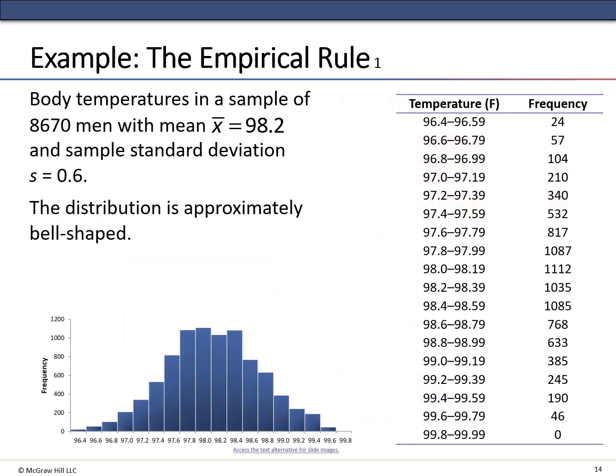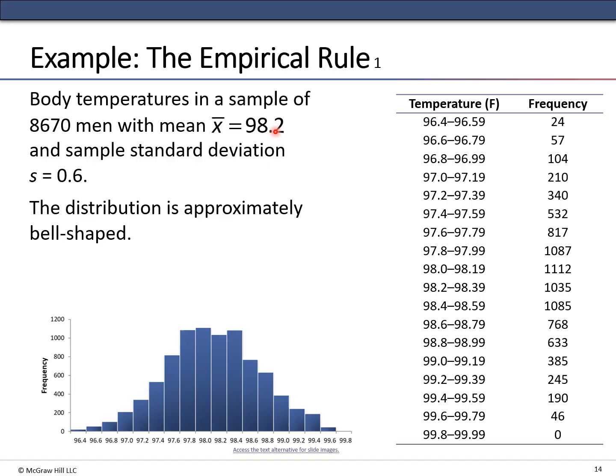So this is kind of a proof. You don't need to do anything here except kind of listen. So this is just demonstrating a study. This is the body temperatures in a sample of 8,670 men. And the mean was calculated at 98.2, and the standard deviation was 0.6. Okay, so if we want to look at how much of the data is between 1, 2, and 3 standard deviations, we can easily calculate that.